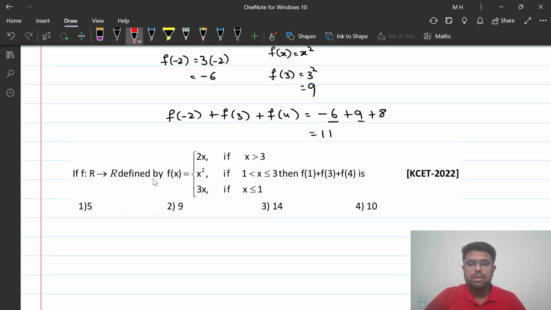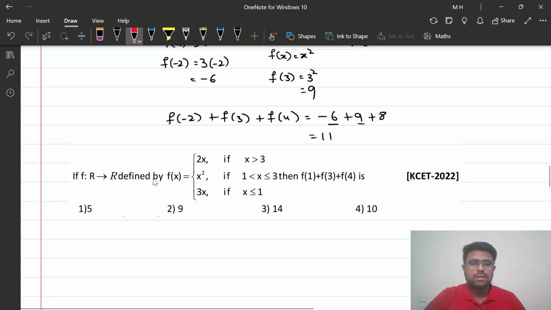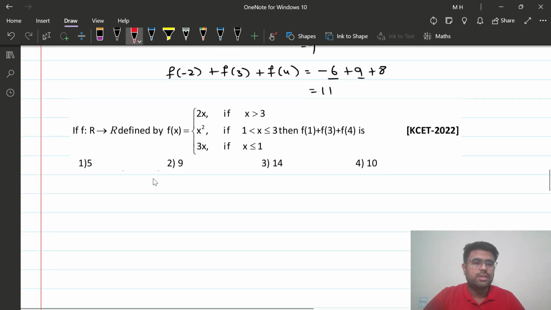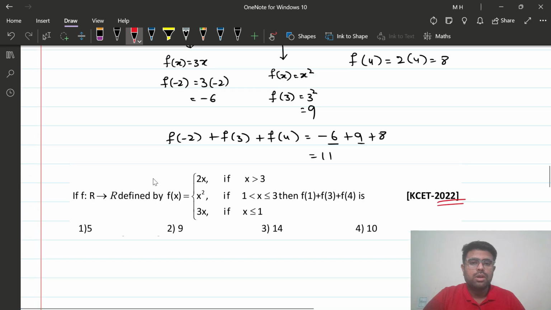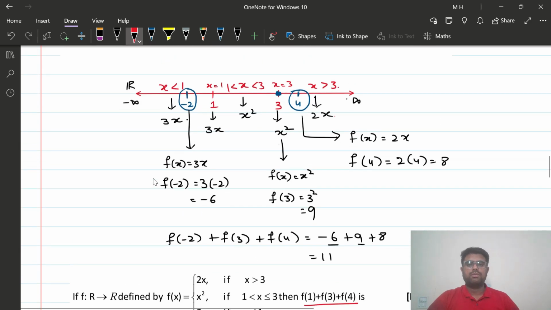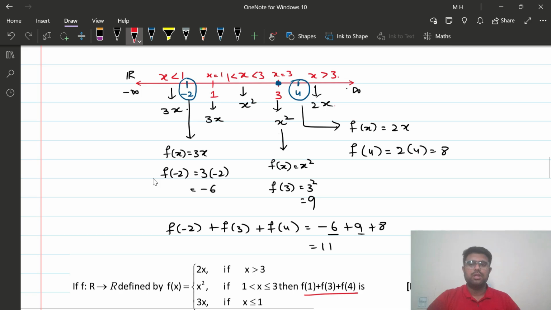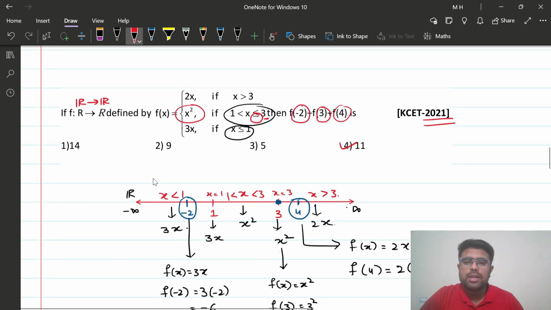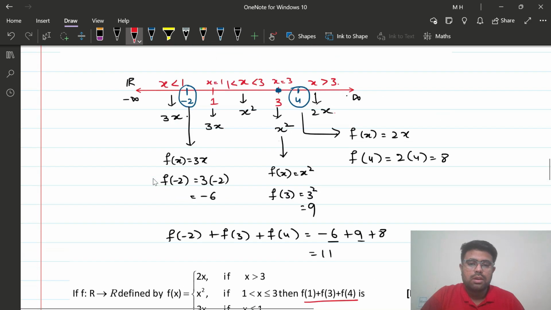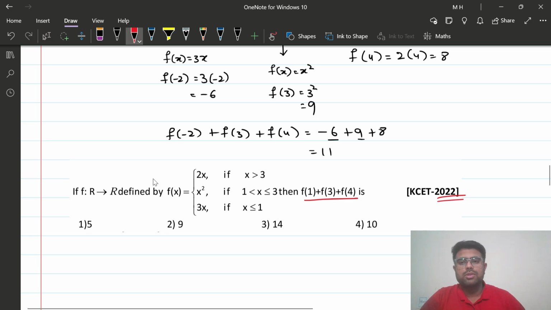And you can see, I think this is a very similar question. See, there is this question which is given in 2021, the same is given in 2022, but here they have asked f of 1, f of 3 and f of 4. Okay, fine. See, I'll just check whether it is 2x, x square and 3x, x greater than 3. Yes, it is the same question.